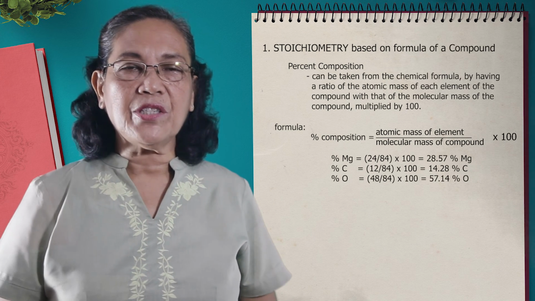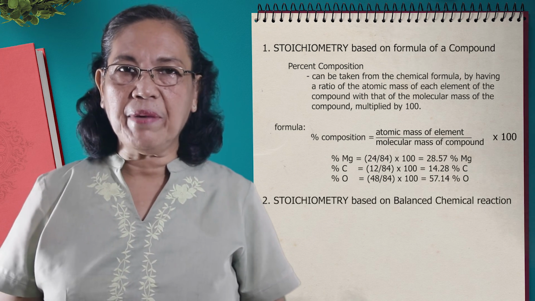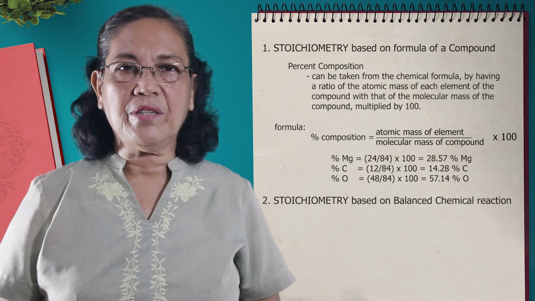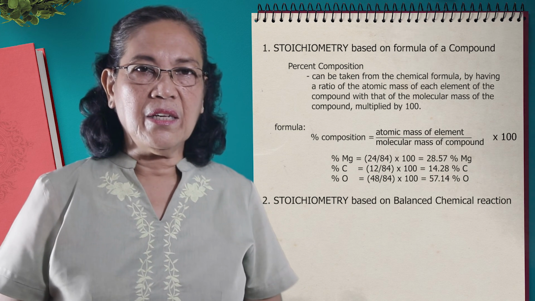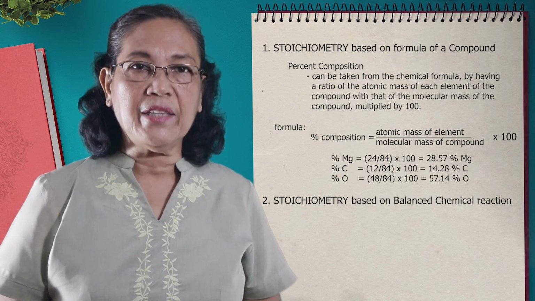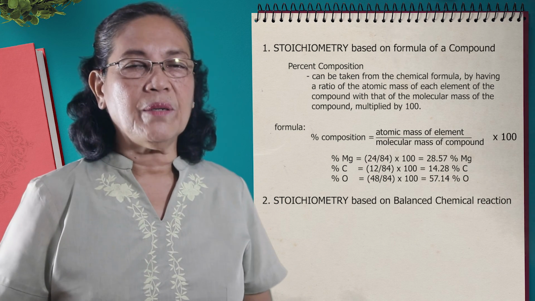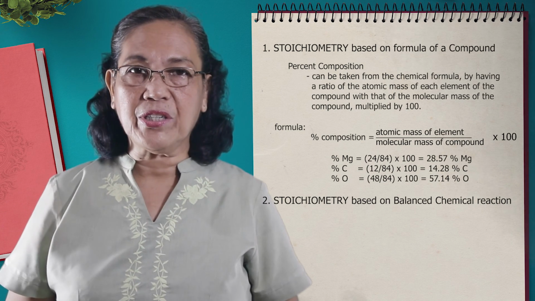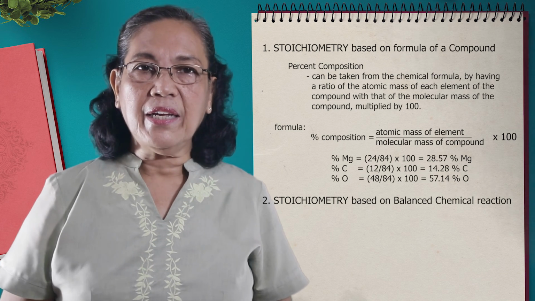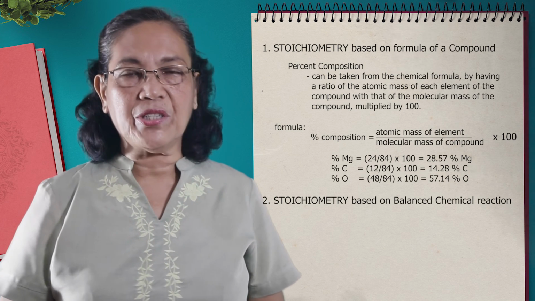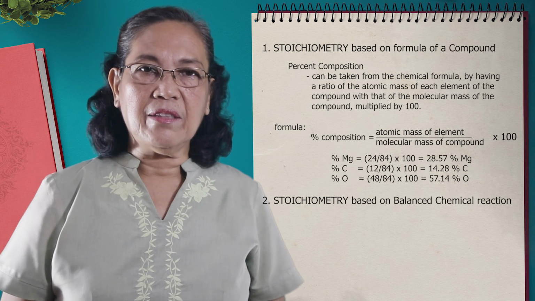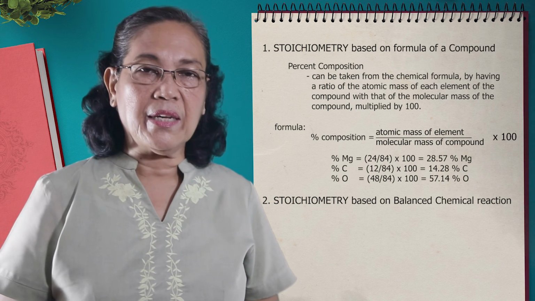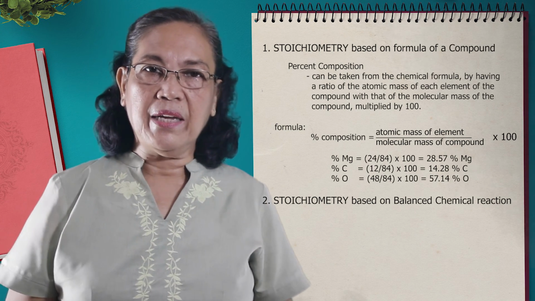Then let's go to the stoichiometry based on the balanced chemical reaction. Now, what is important about this calculation based on balanced chemical reaction is that first, you should know how to write correctly the formula of the reacting substances as well as the products formed in the chemical reaction. After writing them correctly, you have to balance the chemical reaction. Well, I have already taught you how to balance a chemical reaction during our Chemistry 100B. That is, you can balance it by inspection.